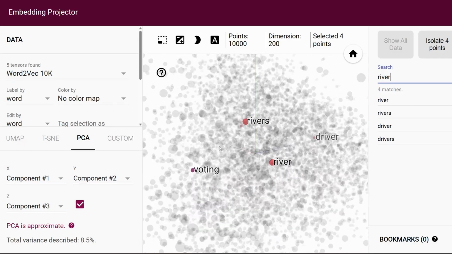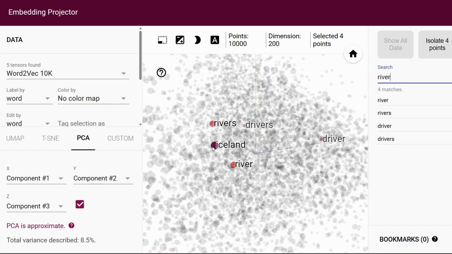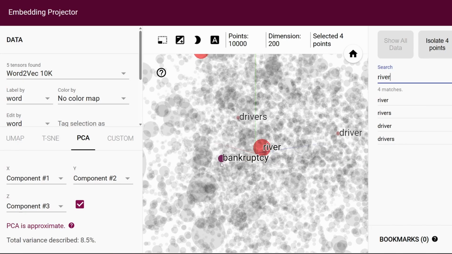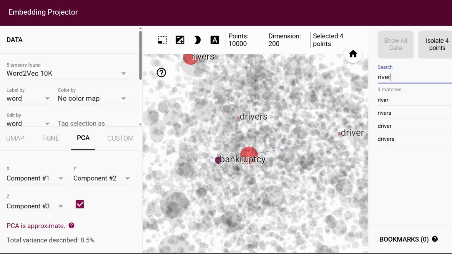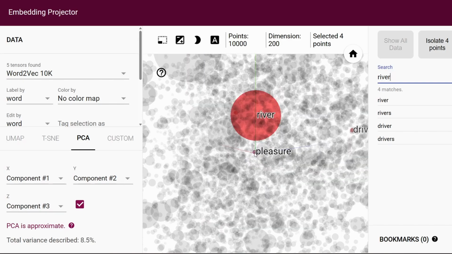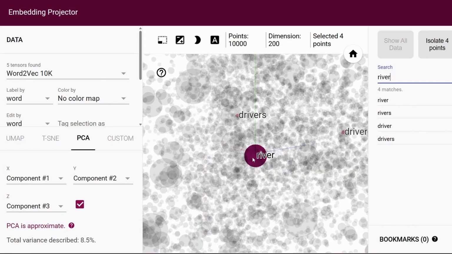Let me get closer to our word river. Now what are the words that share context with river? Which words are closer to this particular word? If we hover around it, we can see Falkland. Then we can see words like shores. We can also see coast. Then we can also see Bengal.